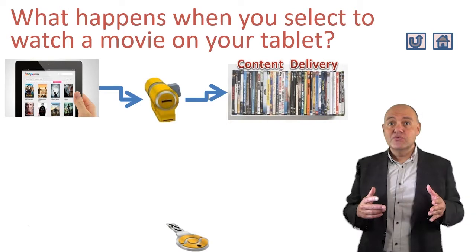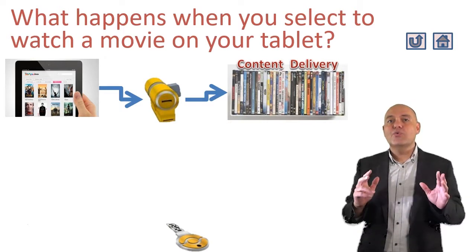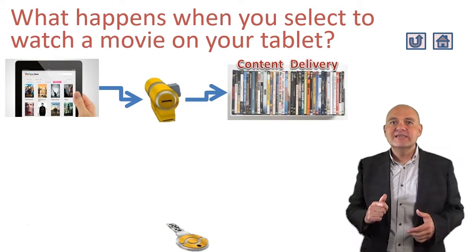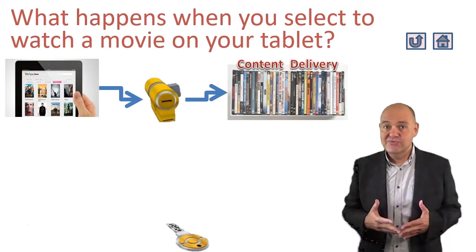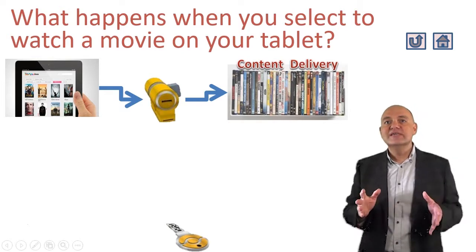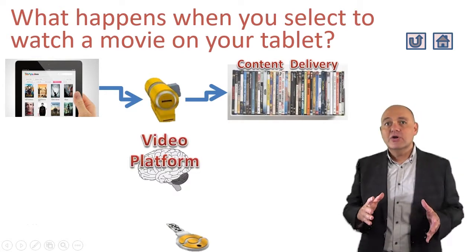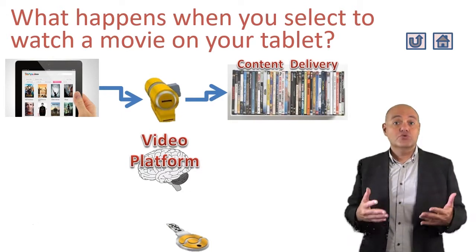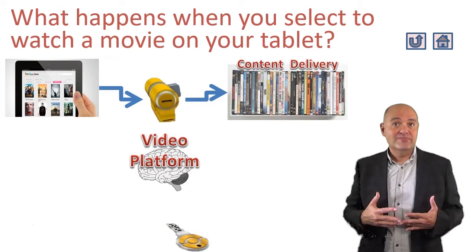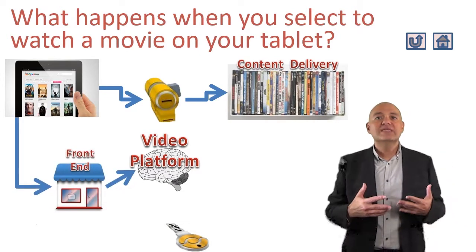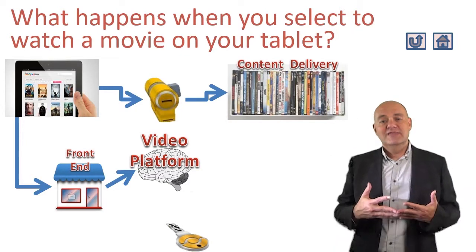Besides, the movie you want to watch is stored under lock, so you need a key to open that cabinet if you want to see a video. The key to open the cabinet is provided by a central brain called the video platform. To talk to that video platform to ask for a key, your tablet needs an intermediary which is called the front end.